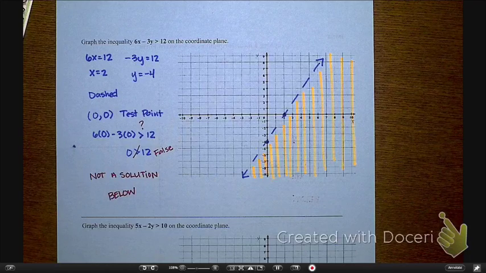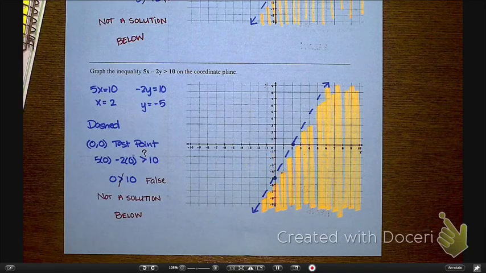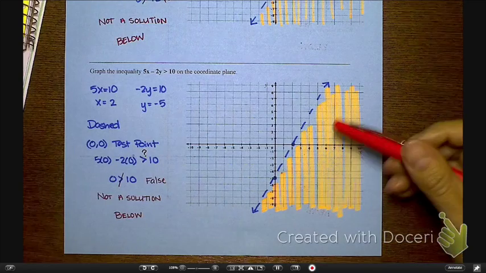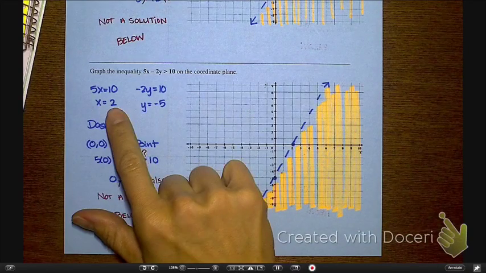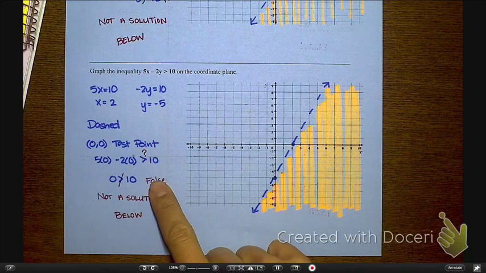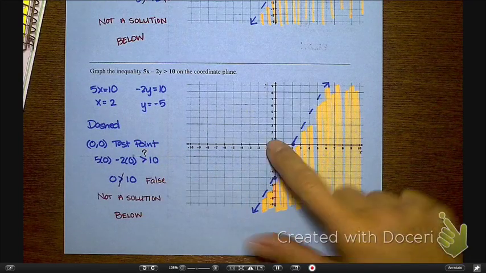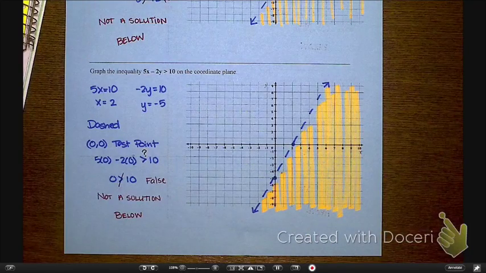All right. What I'd like you guys to do next is try the next problem. Okay, so go ahead and check your solutions. Okay, this one should have been x-intercept 2, y-intercept -5. The test point was false. So there was no shading on 0, 0. The shading was below the line. Because 0, 0 is not a solution.